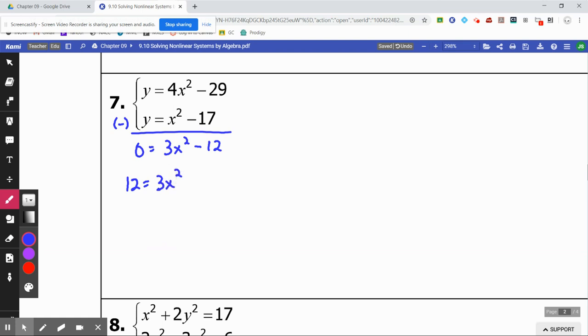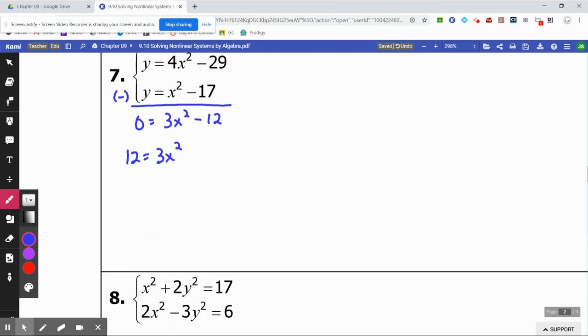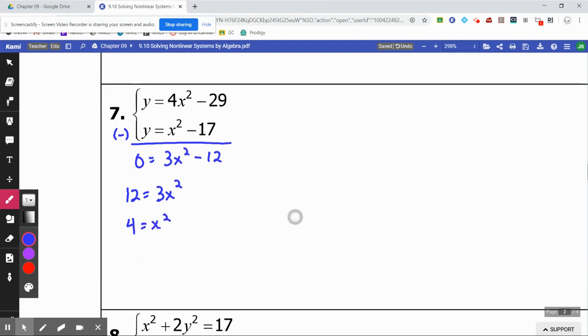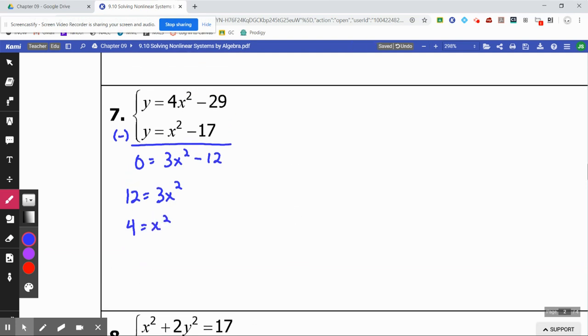And again, the reason you can do that is you're missing your b term in this quadratic. Divide by 3 and you get 4 equals x squared. Since x squared equals 4, when you take the square root, make sure you do plus and minus the square root of 4, which is 2. So your two x values will be 2 and negative 2.